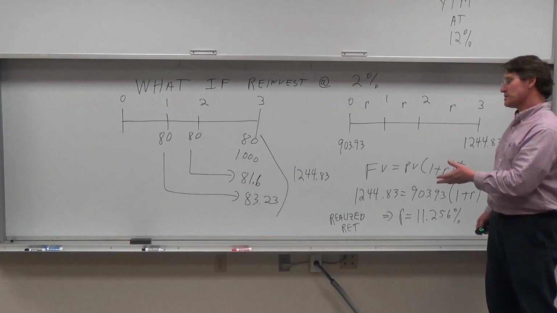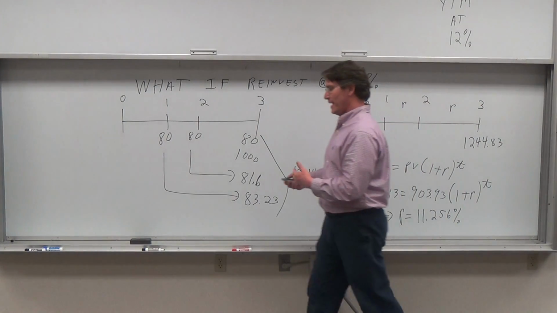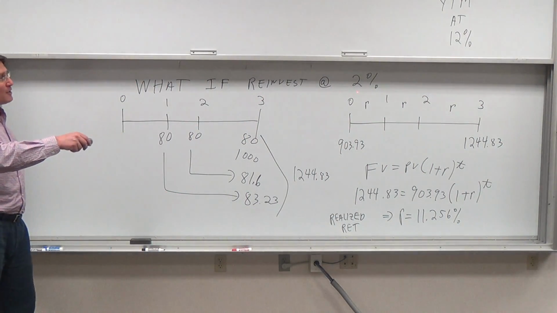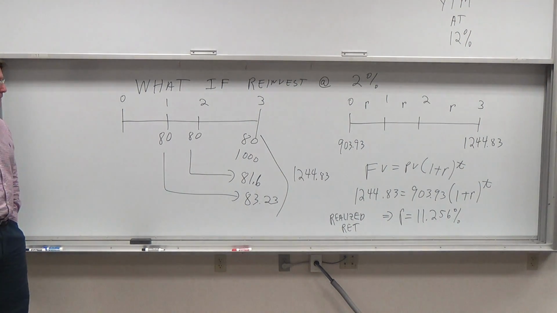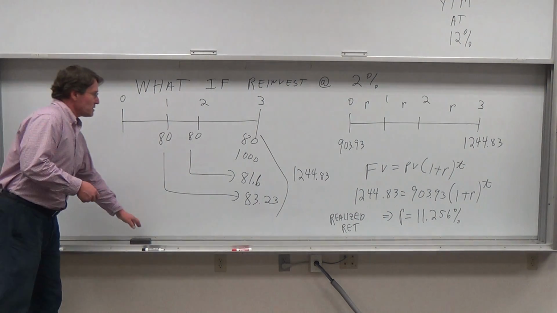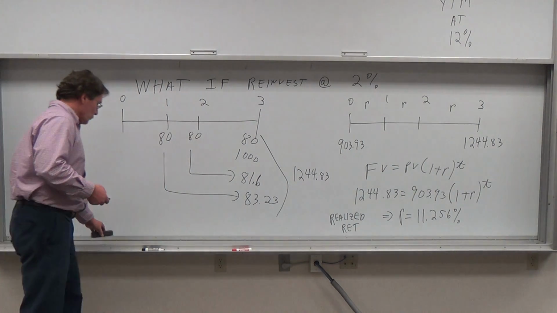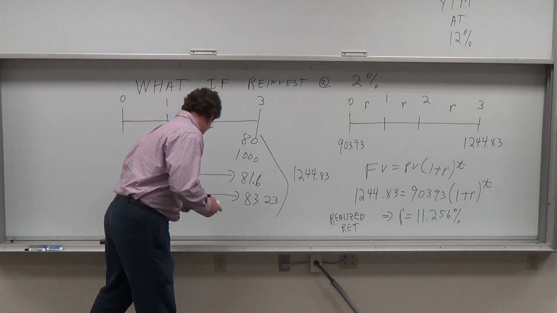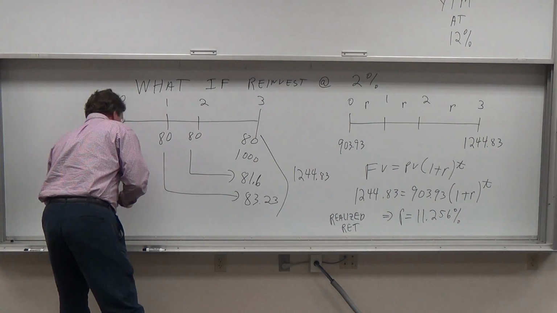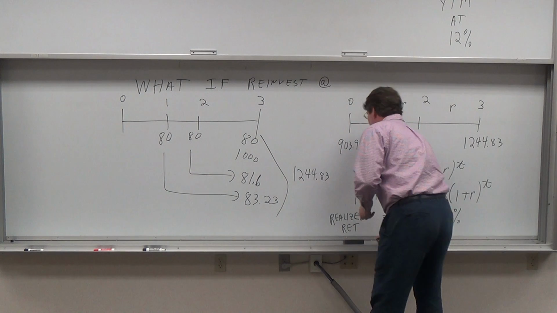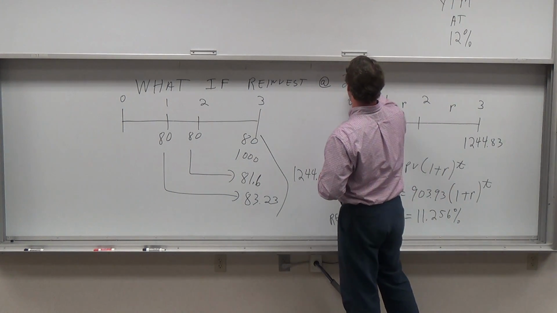I'm not going to do this in this class, but the modified internal rate of return is exactly what we did here. It asks, what if I'm stuck reinvesting at a different rate? That's the question. So the question I'm asking you is, what if I can reinvest at a higher rate? What if I can reinvest at 22%?